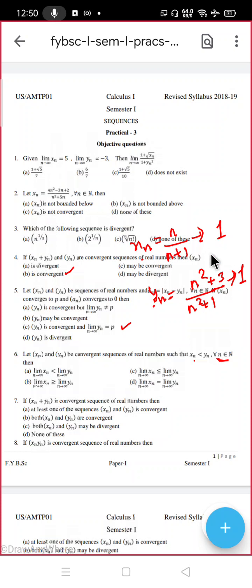So what is your conclusion? Their limit may be the same. No, option C. xn is less than yn, but the limit may be the same. Correct. Do you see that? Okay, nice. What about the seventh one?